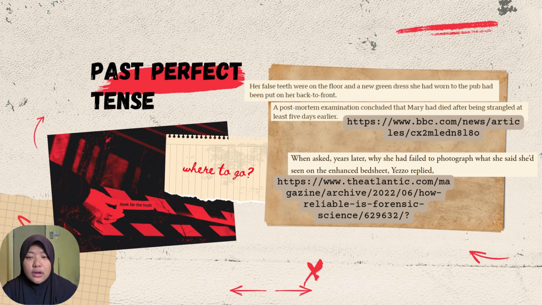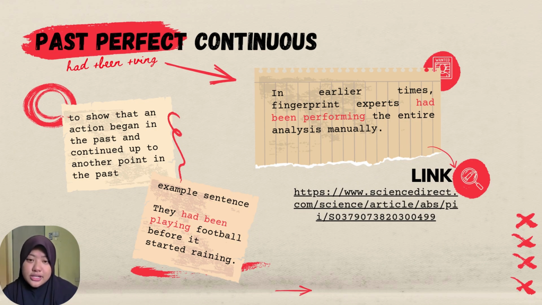Last but not least, when asked years later why she had failed to photograph what she said she'd seen on the enhanced bedsheet, Gezo replied. As for the last part of my presentation, it is the past perfect continuous tense. It is used to show that an action began in the past and continued up to another point in the past. For example, they had been playing football before it started raining.